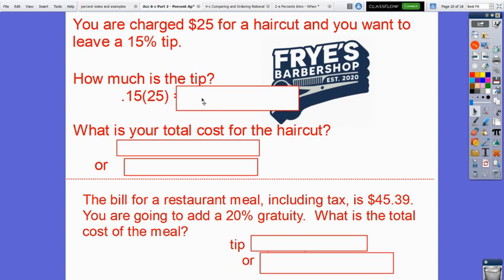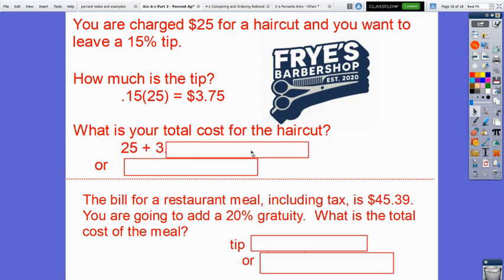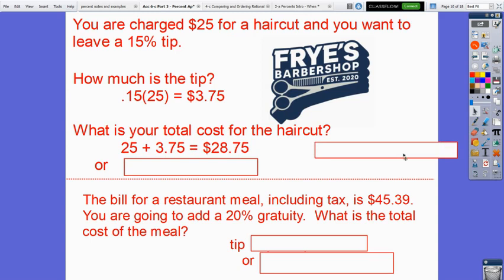Just do 0.15 times 25, which is $3.75. Okay, so the $3.75 tip is 15% of $25. Now, what's your total cost for the haircut? Again, you can do this in 2 steps, just like taxes. You can add the $3.75 to the original price if you've already calculated it.